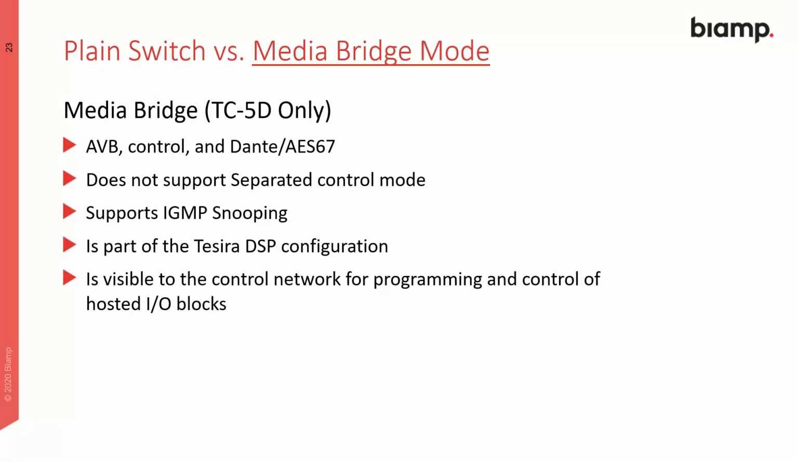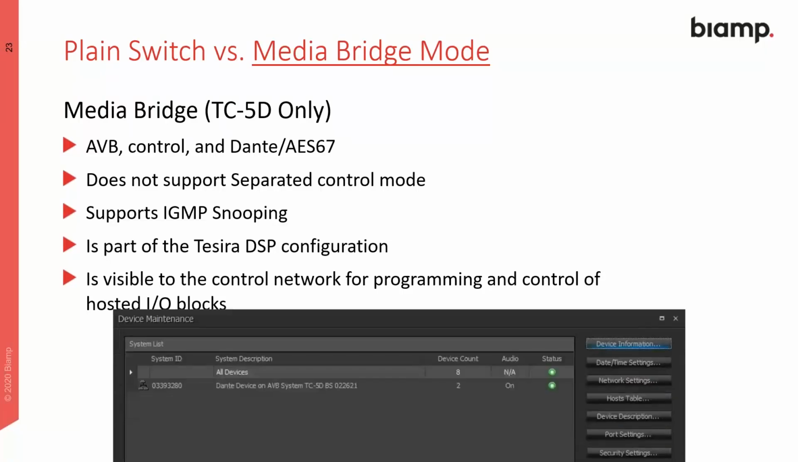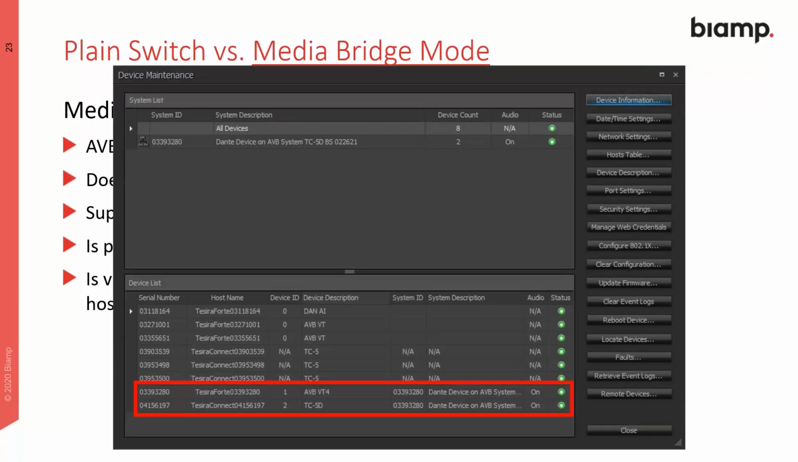So if you select a device, in this case, you will find that it is available, and it has a system description, a device description, and a device ID, which is available in your system, because this device is bridging Dante in this case. So it will be like an expansion of your Dante network over AVB.